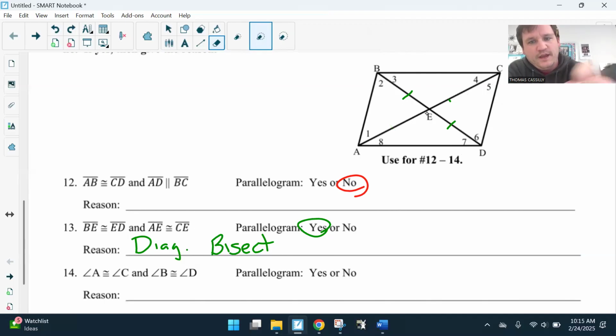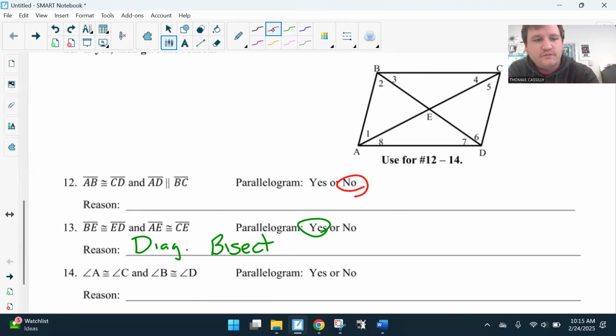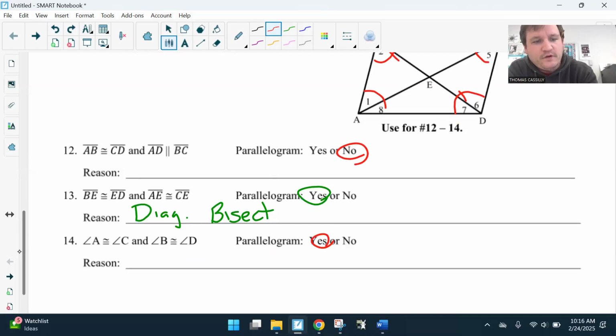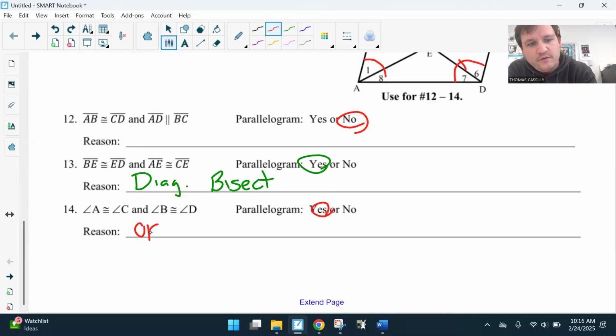And the last one here, we have angle A. Ooh, that's bad. I don't like that. I need to fix that. So this entire angle A and this entire angle C, this entire angle B, and this entire angle D. Is that enough information? Yes, it is. We know in a parallelogram, the opposite angles are congruent.